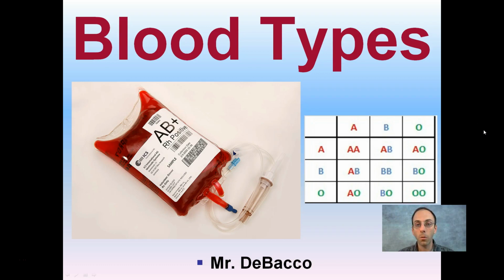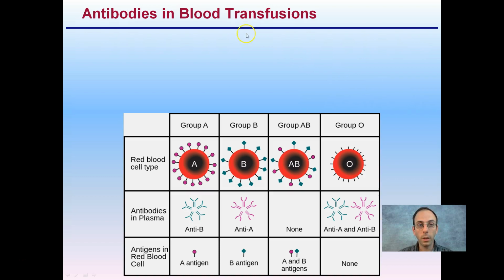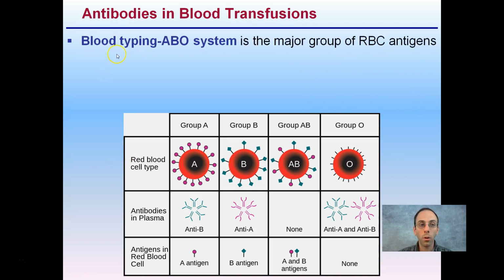Okay, in this video we're going to go over blood types and hopefully give you a greater understanding than just the fact that there's A, B, and O blood types. So starting with antibodies and blood transfusions, it's very important to identify someone's blood type if we're looking at transfusing their blood or even donating blood. Blood typing of the ABO system is the major groups of red blood cell antigens.